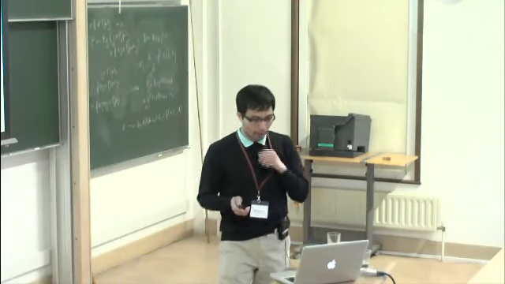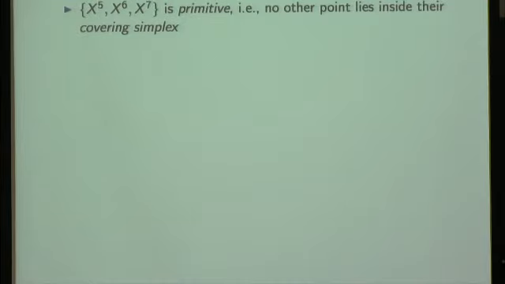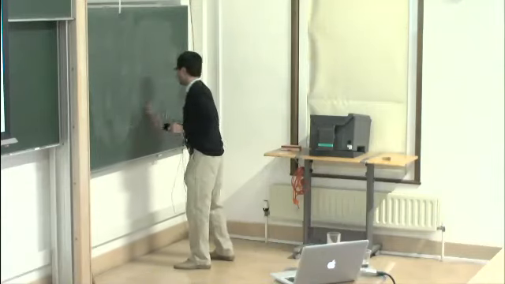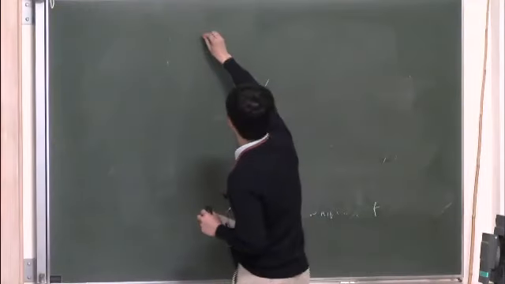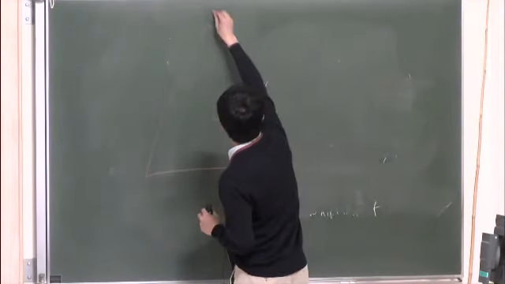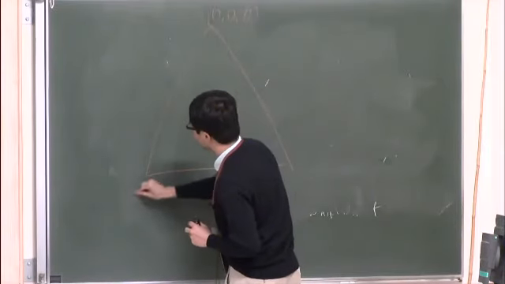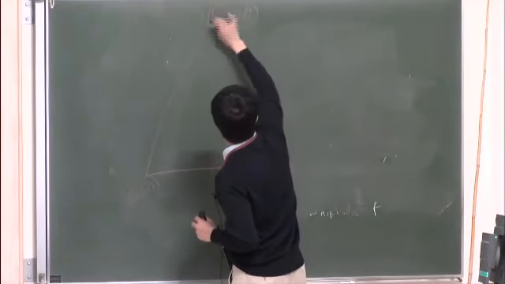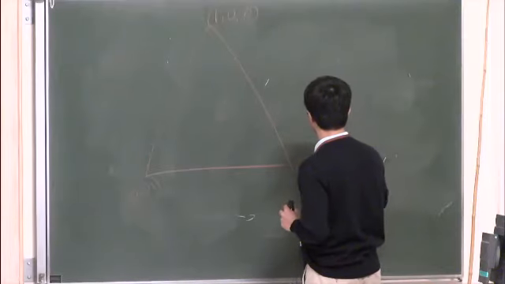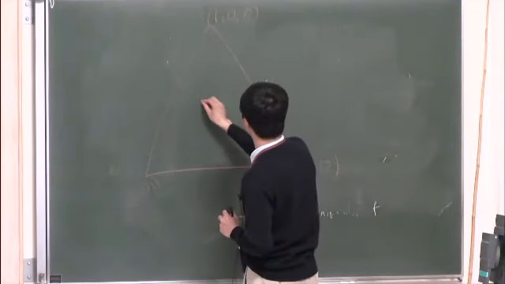And then a set of 3 points forms a primitive set if, informally, no other point in C lies inside what is called their covering simplex. So here is the standard simplex. So we have a 3 point set here.